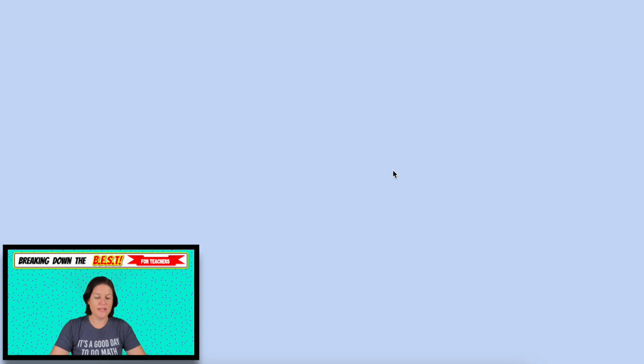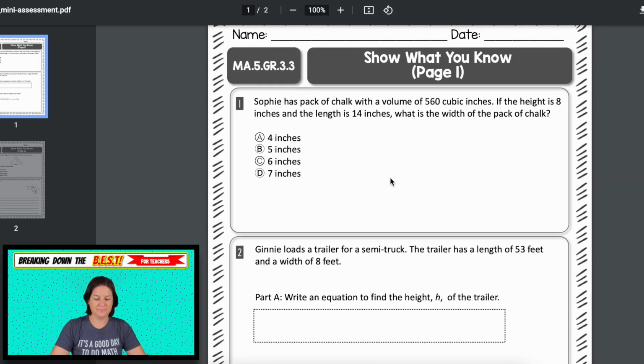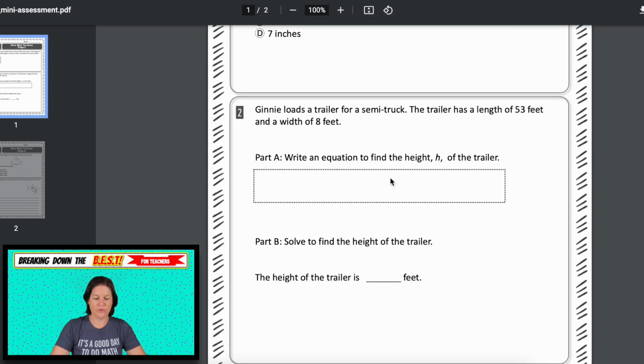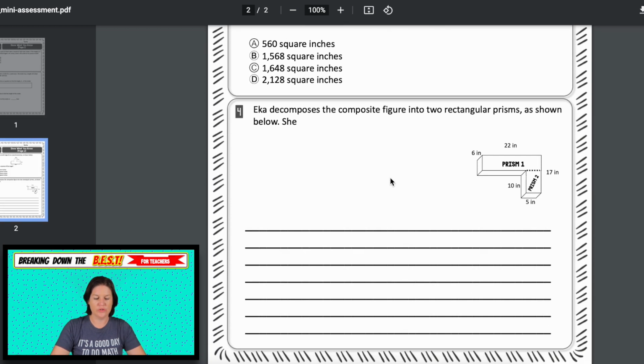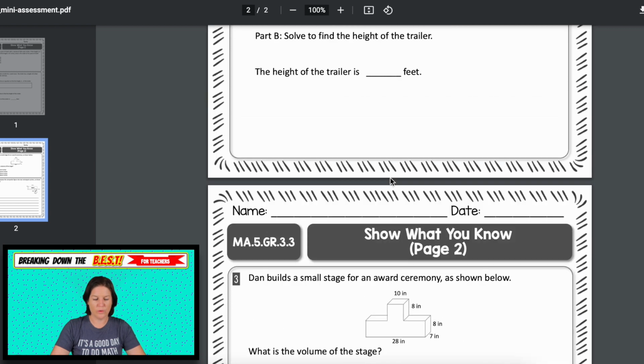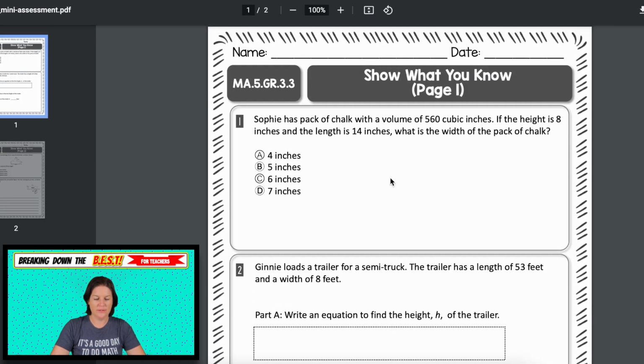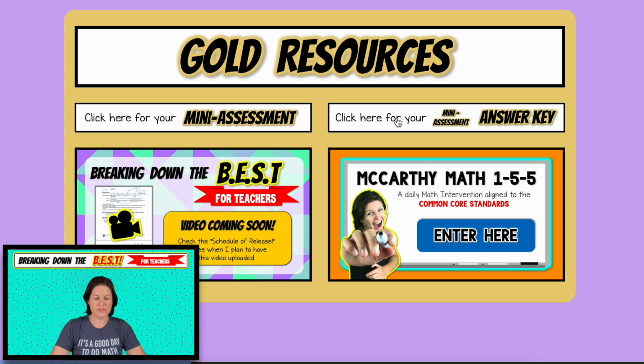You have a mini assessment, which has a variety of question types. You can see here, usually about 4 to 5 questions for this one. All right, the answer key for that is right here.